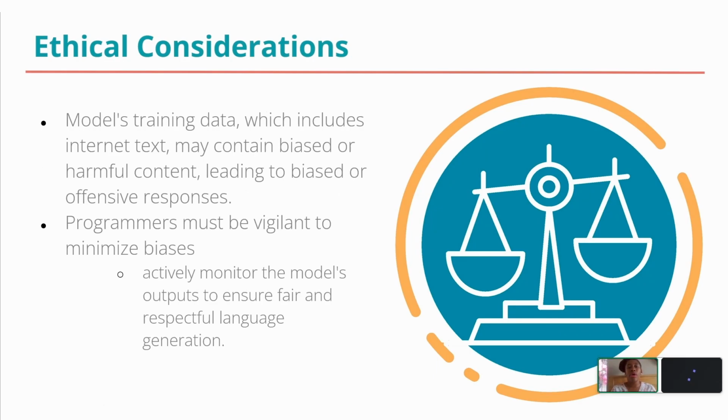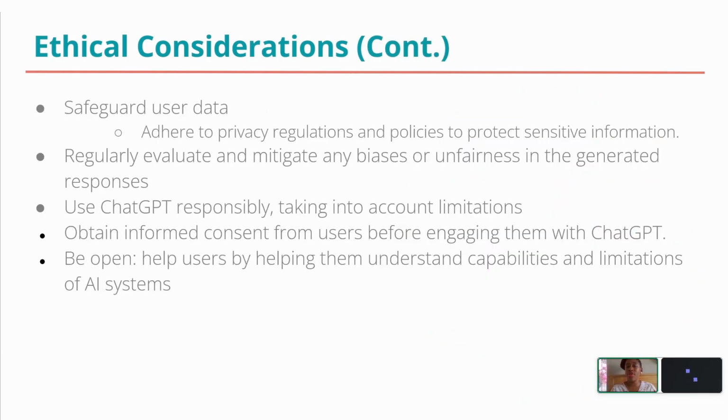And then there are also ethical considerations. We know that the model is trained on a lot of internet data, as I said before, that can be biased, can be false, can be harmful. So you must be vigilant if you're using it inside your code to minimize the bias. And just like I said before, you must always monitor the output to ensure fair and respectful language generation. And you must make sure that you safeguard the user data. Let's say you are sending some input data for your few-shot learning. You must make sure that you anonymize that data, for example, that you don't send people's names and bank card numbers, or whatever other information you have about your users.